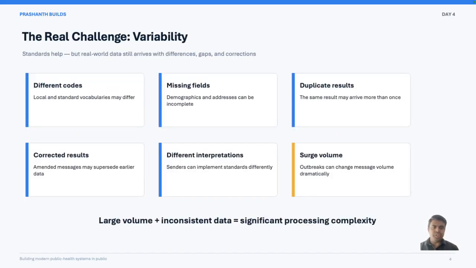This is where disease surveillance engineering gets interesting. Even when there are standards, the incoming data is not necessarily identical. Different labs can represent similar information differently. Fields can be missing, addresses can be incomplete, and results can arrive multiple times. A lab might send corrected results later, and especially during a major outbreak like COVID, the volume can increase dramatically. So a modern disease surveillance platform can't simply accept HL7 messages. It needs a strong normalization and processing layer between the source and the investigation workflow.